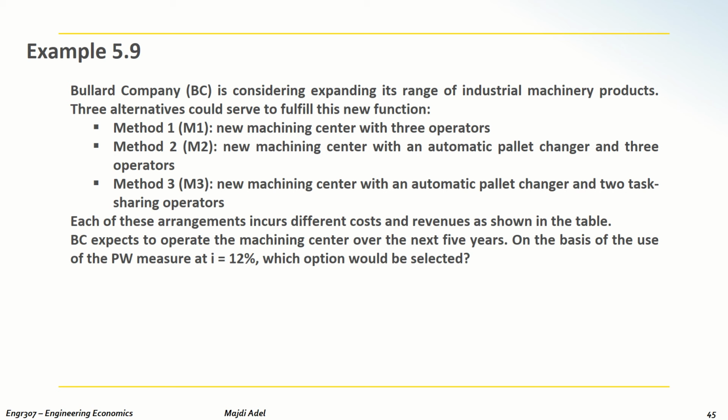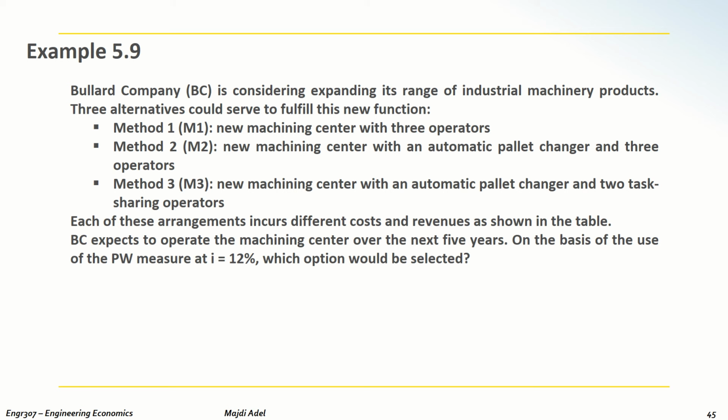Example: Bollard Company BC is considering expanding its range of industrial machinery product. شركة اسمها Bollard بحاولوا إنهم يوسعوا الإنتاج تبعهم بإنهم الآن بدهم يشتروا new equipment لحتى يوسعوا their range of products. Method 1, they will purchase a new machining center with 3 operators. حيشتروا machining center and it will require 3 operators.